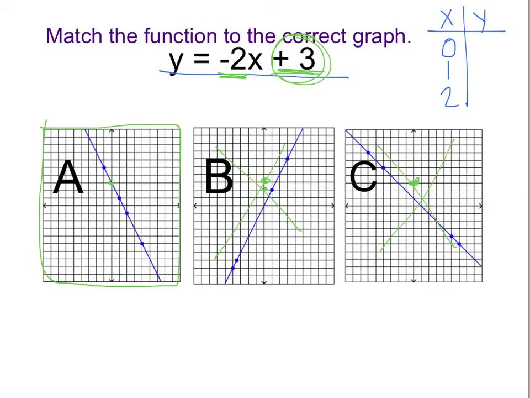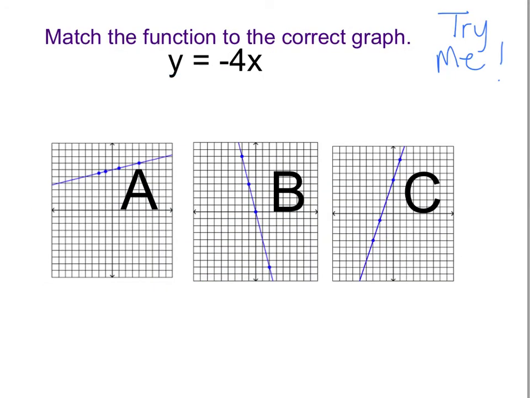When I plug in 0, I get 3. When I plug in 1, let's see, I get -2 plus 3 is 1. And when I plug in 2, -4 plus 3 is -1. All right, so let me graph this, and I'm going to go ahead and graph it right on letter A, since that's the one we're thinking it's going to be. So we got 0 and 3, we've got 1 and 1, and we've got 2 and -1. Sure enough, all of those points land right on my line, and I know that that is the correct one.